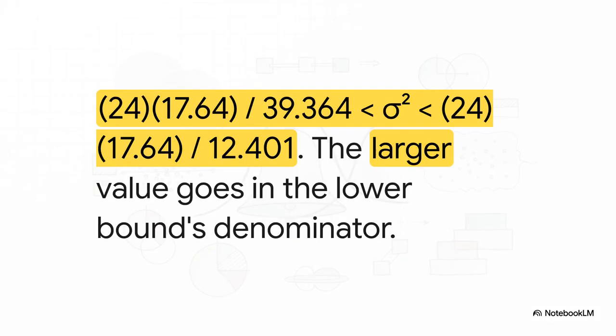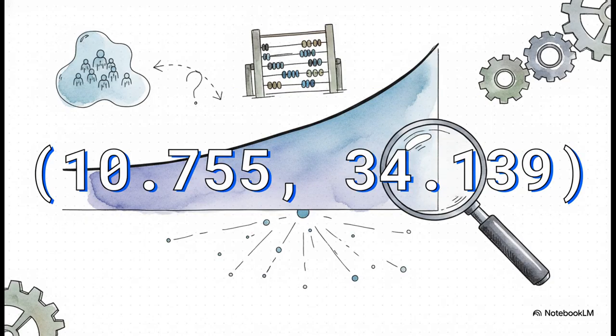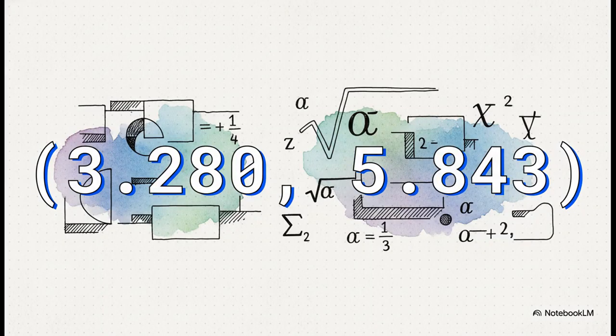And now we just plug everything into that formula we saw earlier. And look, you can see that counterintuitive flip right here. For the lower bound on the left, we're dividing by that bigger number, 39.364, and for the upper bound on the right, we're dividing by the smaller one, 12.401. You run the calculations and voila, we get our interval. This tells us that we can be 95% confident that the true variance for the entire population is somewhere between 10.755 and 34.139.